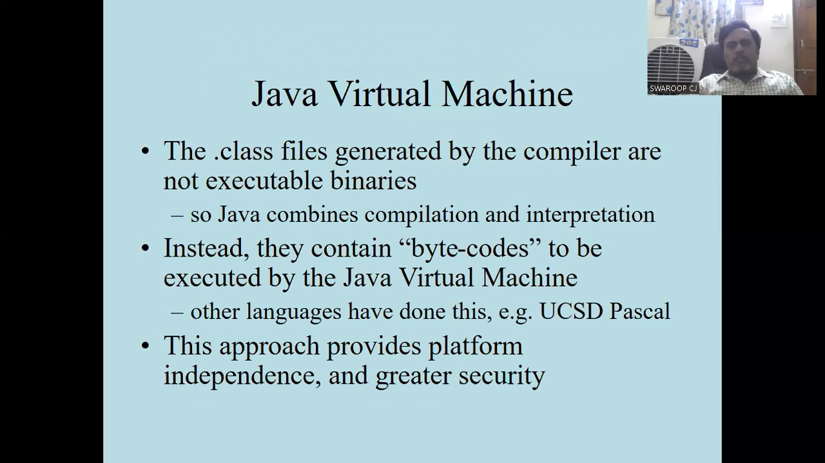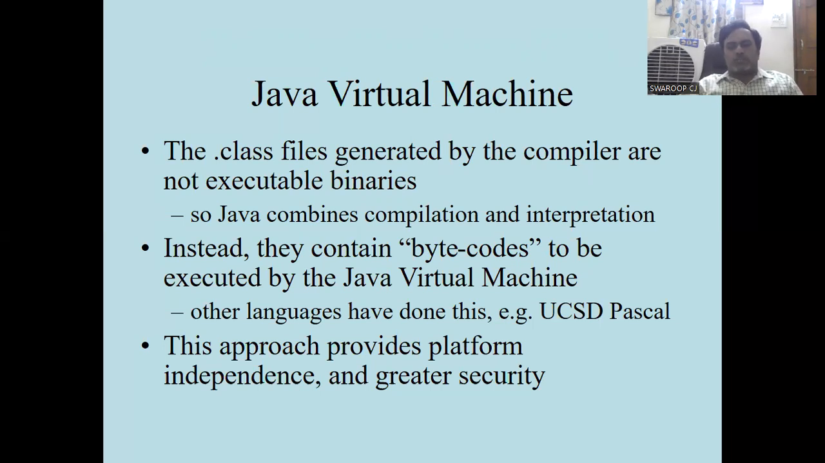Now, coming to the point: what is the Java virtual machine? You can also call it the JVM. The class files generated by the compiler are not executable. Whenever you compile the program with the extension .java, we change it to the extension .class. Now if you want to execute it, you can't execute it directly. That's why we use the concept called the Java virtual machine.